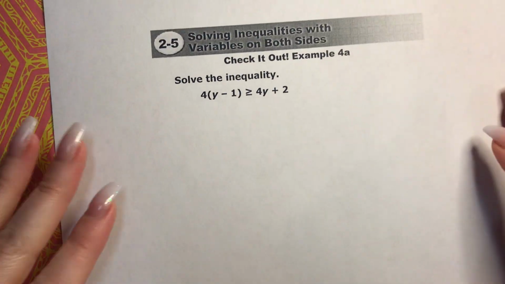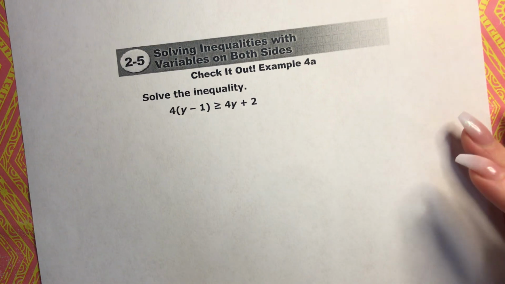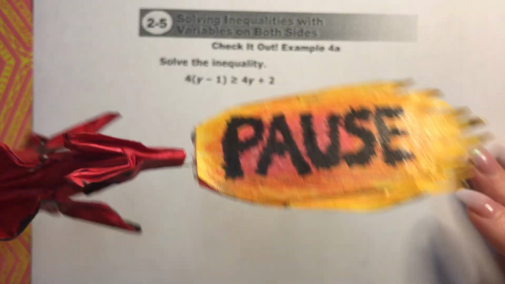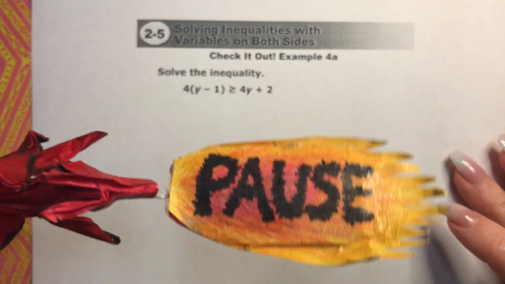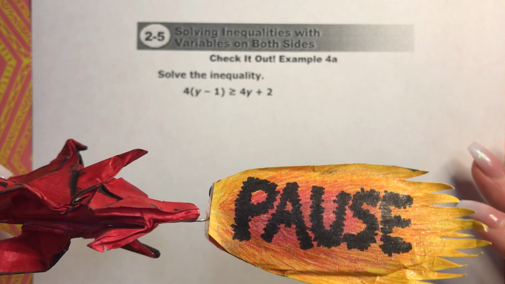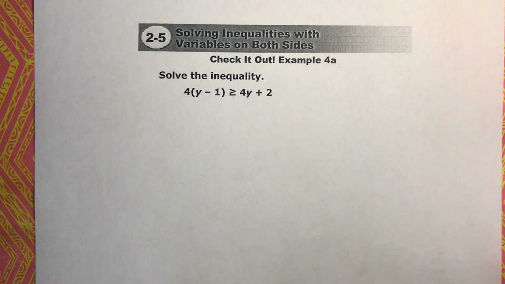So now it is your turn to try this out and check it out, for example, 4a and 4b. I actually want you to go ahead and try both of those. So, here's my friend the Pause Dragon. Reminder, it's time to pause your device. Go ahead and work out both of those problems. When you get done, press play and we'll talk about them together. All right, see you in a bit.